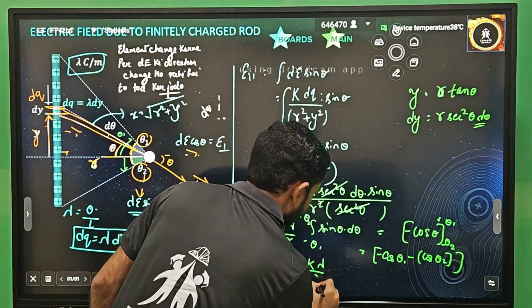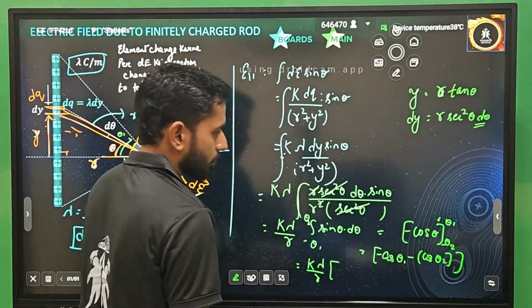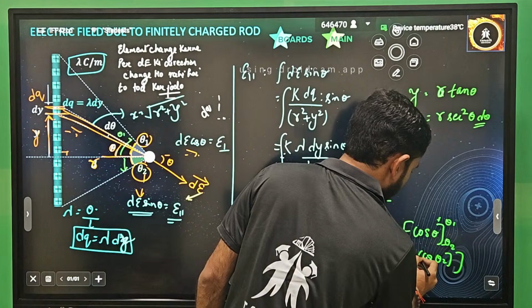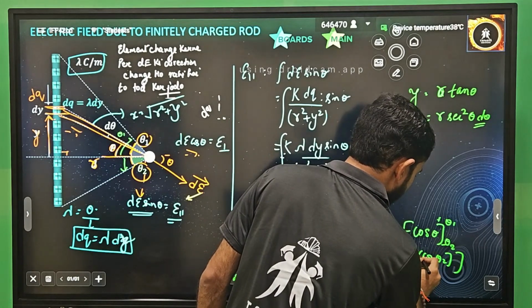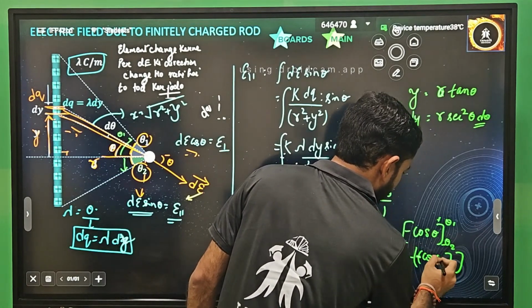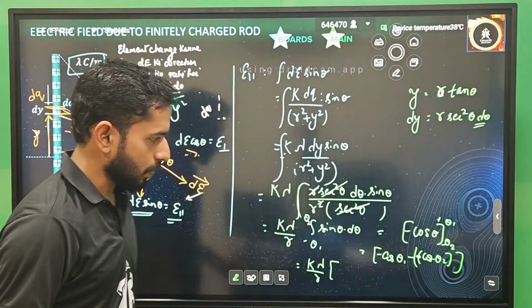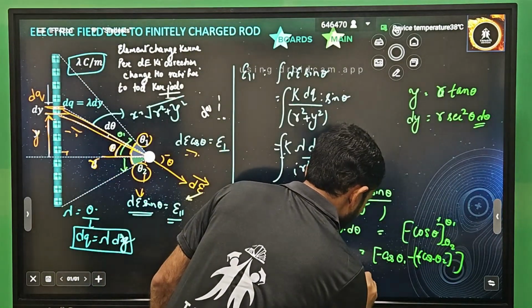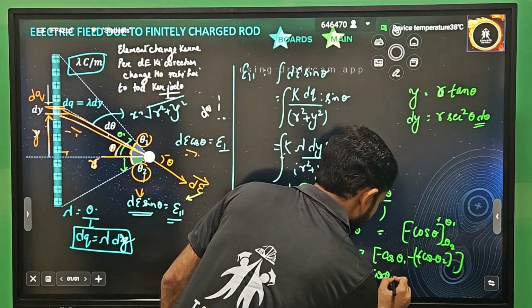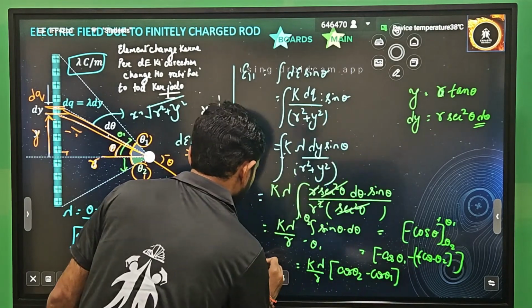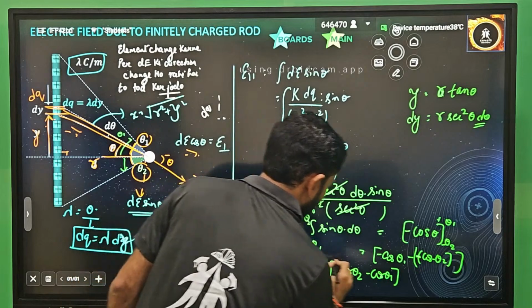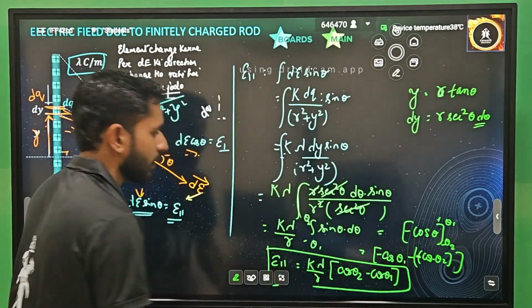What will you write further? K lambda by r into minus times, and there is a minus of minus cos theta also, and cos of minus theta is anyways cos of theta. So can you say eventually it will become plus, and what will be left? Cos of theta 2 minus cos of theta 1 will be in bracket, and this is the electric field in the parallel direction. This is the result.